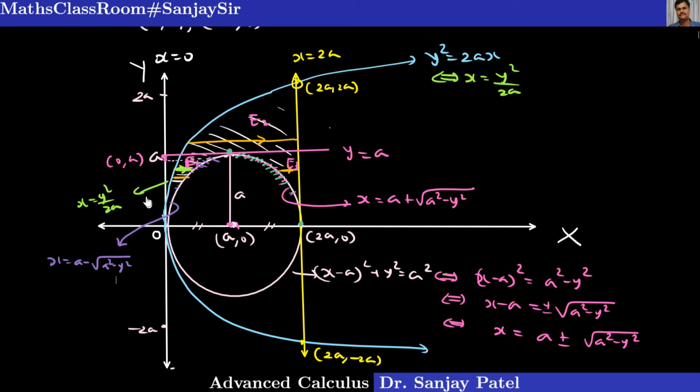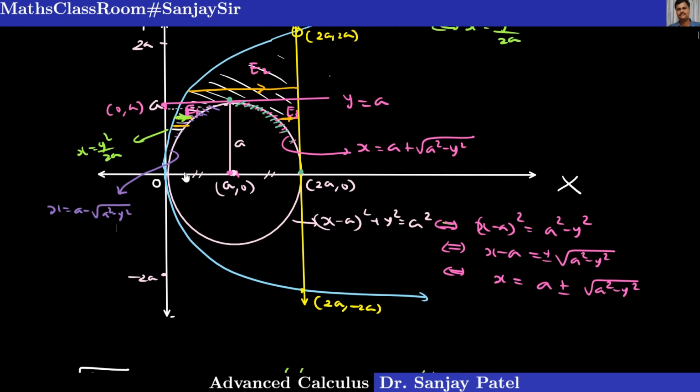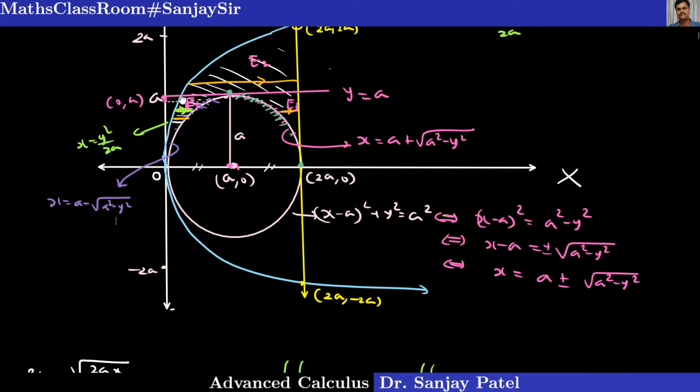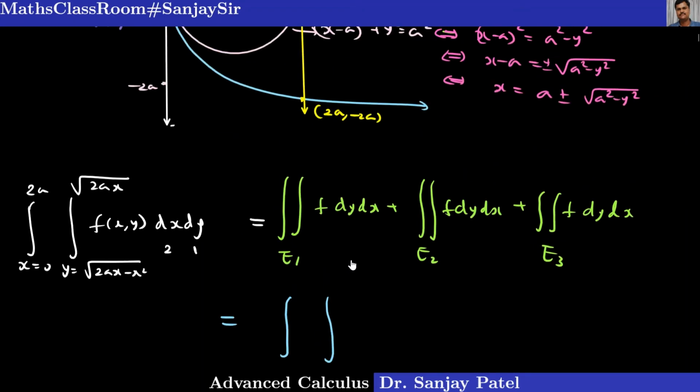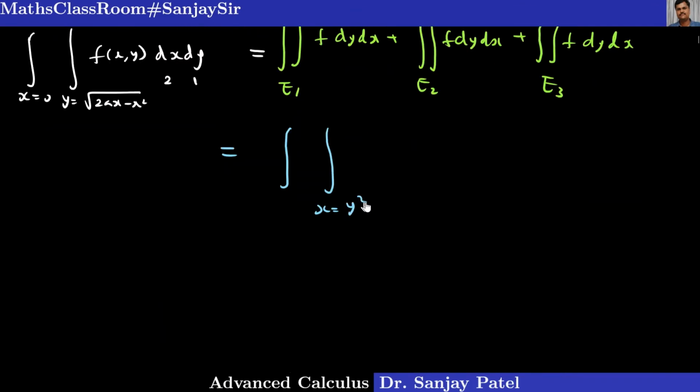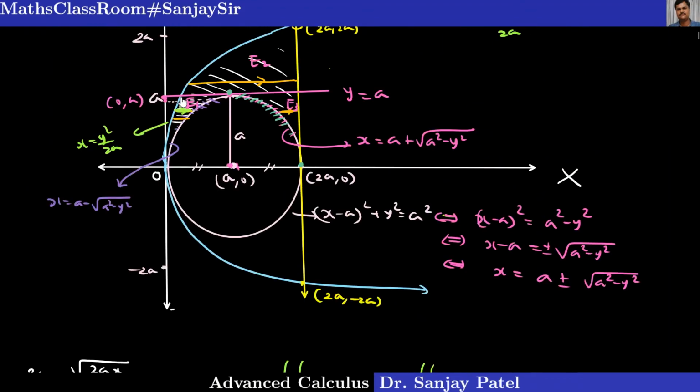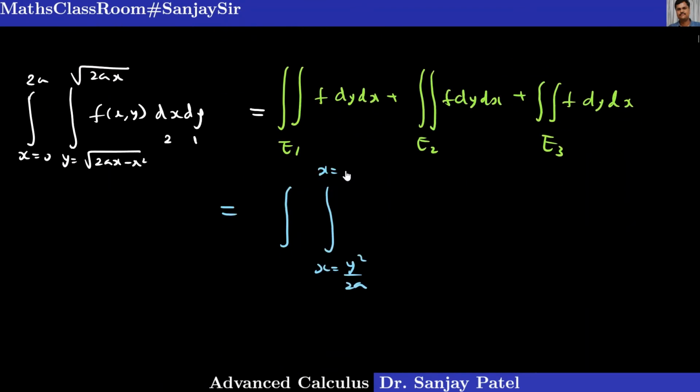So for the region E1, if you consider a horizontal strip to integrate with respect to x first, the left-hand curve is the parabola x equal to y square by 2a, and the right-hand curve is the circle given by this equation. So I can write x going from the parabola, y square upon 2a, the blue curve, to the pink curve, which is the circle. The circle equation is x is equal to a minus square root of a square minus y square, of f of x comma y, dx dy.